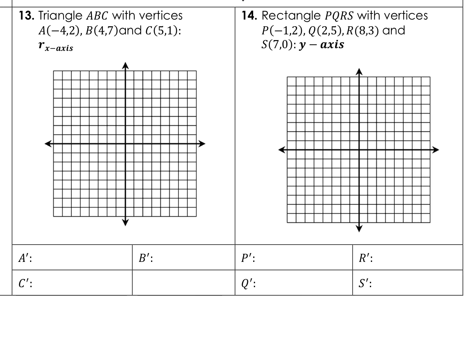So A is at negative 4, 2. B is at 4, 7. And C is at 5, 1. Pretty big triangle. Okay. Connect it. This is, remember, your pre-image. If you want to label it. This is the pre-image, meaning before. Okay, now we're doing a reflection.